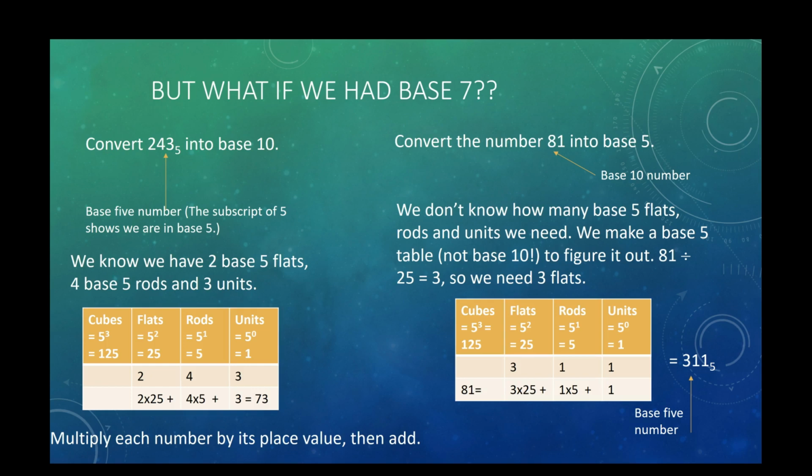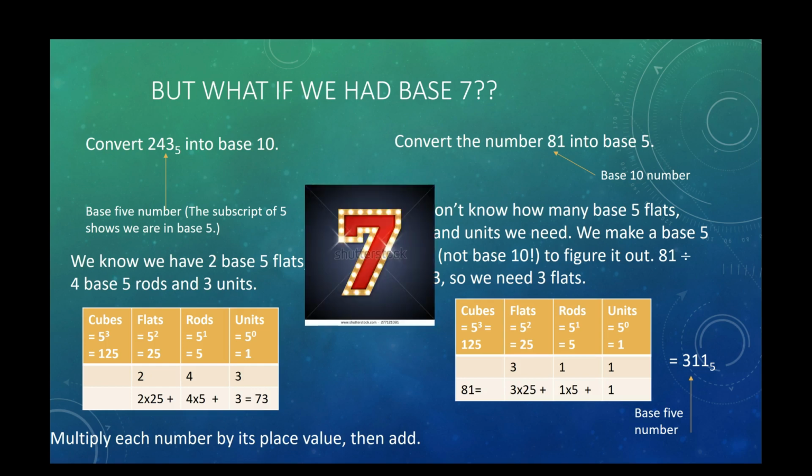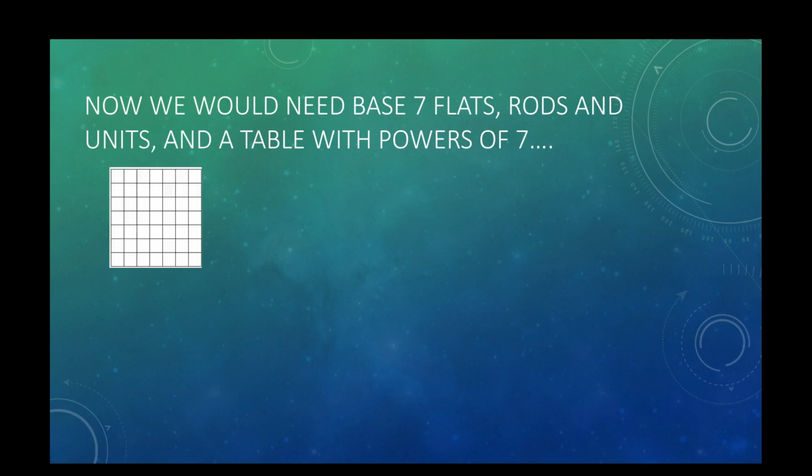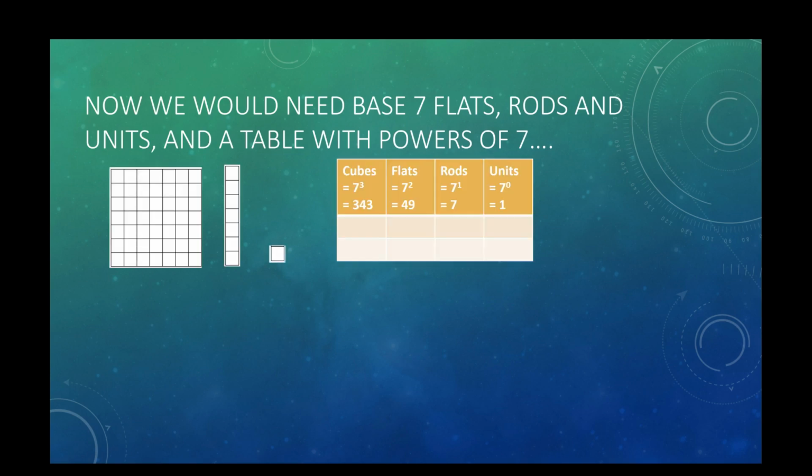It's the same kind of game in terms of BizBuzz, except that every time we get to a 7, we say biz. It's also the same kind of idea with our flats, rods, and units. But now we're going to play base 7. So here we go. We would need base 7 flats, rods, and units, and a table with powers of 7. So here's the base 7 flat, here's the base 7 rod, and here's the base 7 unit, and here's our table.